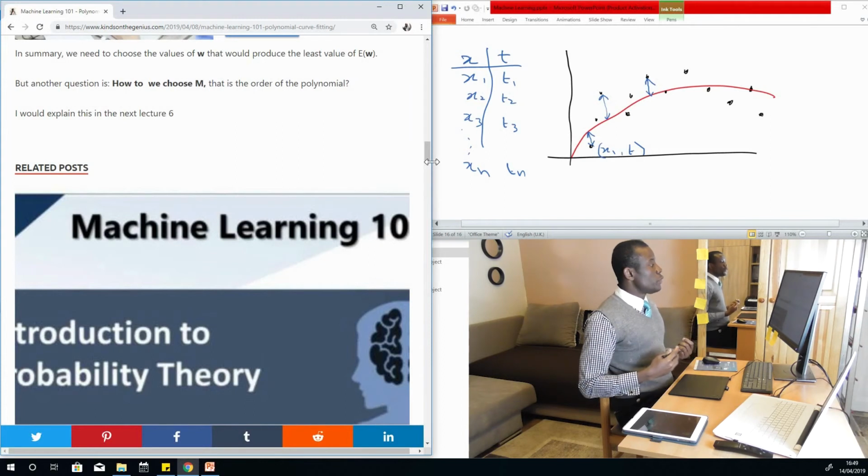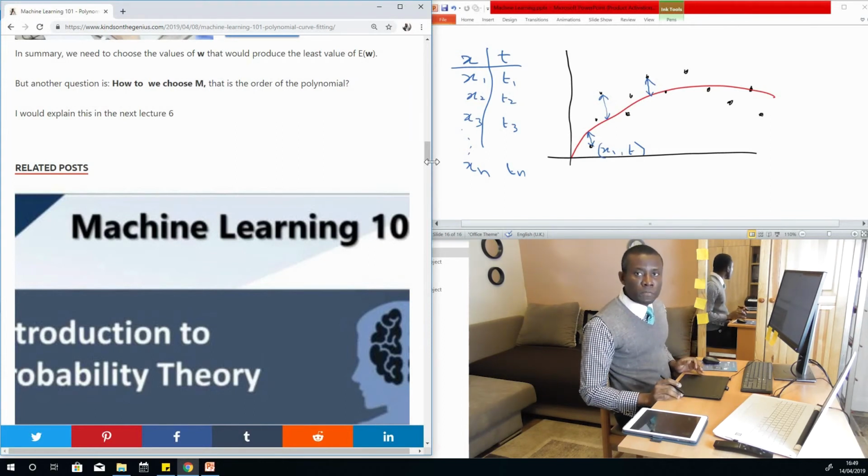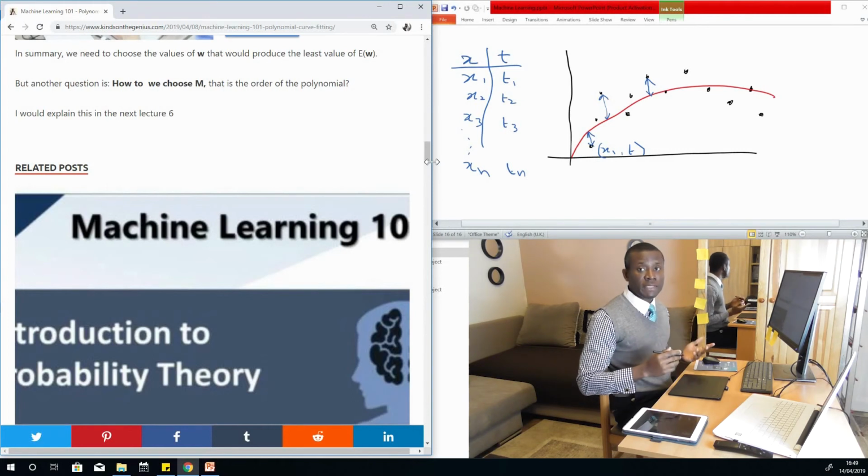So how then do we choose the value of m? To choose the value of m will lead us to another concept called the bias-variance trade-off, or let's say the overfitting and underfitting problem. If you choose m to be too low, you have a problem of underfitting. If you choose m to be too high, you have a problem of overfitting. What is the meaning of all of this? This we are going to discuss in the next class, which should be lecture 7 in ML 101.